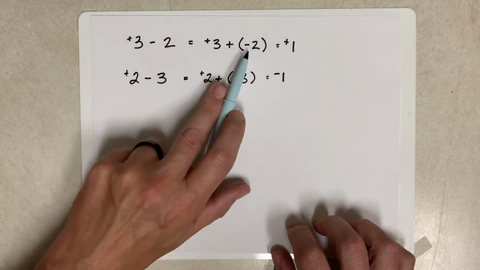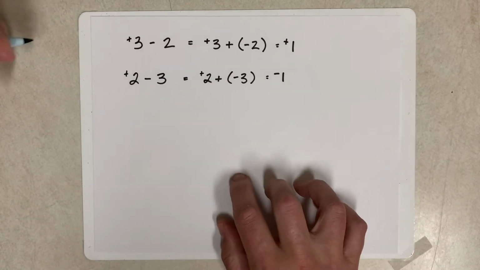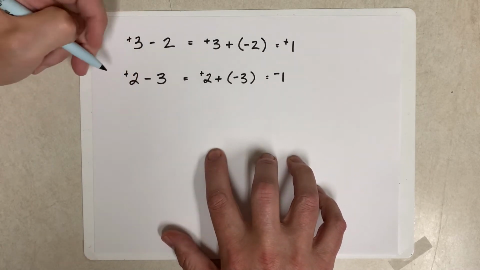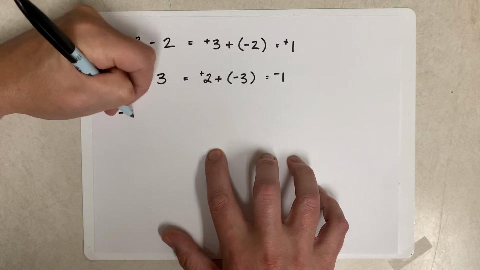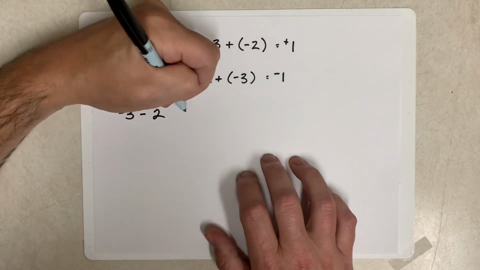So to me, minus and negative is really the same thing. All right, so let's see how this would work if some of these numbers were negative here. So let's do a few examples. Let's do -3 minus 2. Okay, so what would that be?